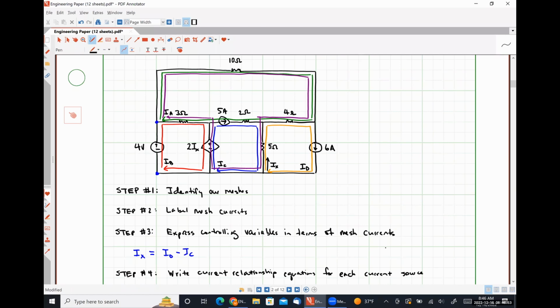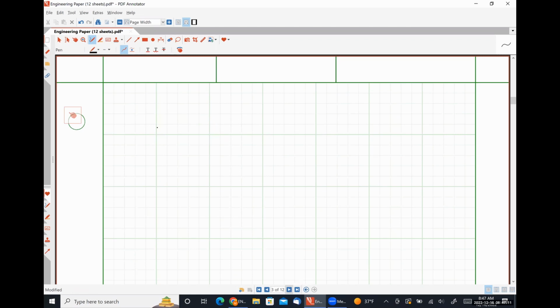Okay. All right, so let's do one last thing real quick here. And this is going to be much, much shorter. I just want to show you guys what happens when we wind up having overlapping super meshes, if you will. So let's look at a fairly straightforward circuit.